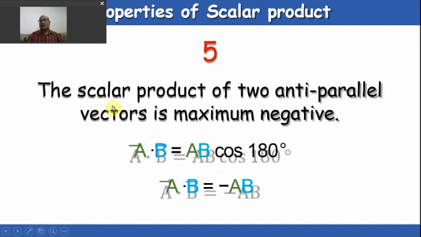The scalar product of two anti-parallel vectors is maximum negative, because 180 degrees is the angle between two anti-parallel vectors. So cos 180 is minus 1, and A dot B is equal to minus AB.